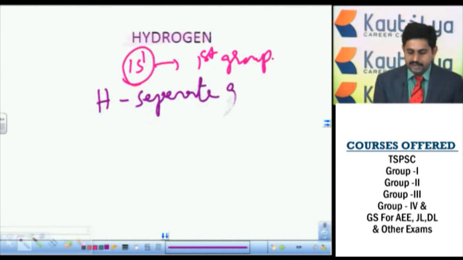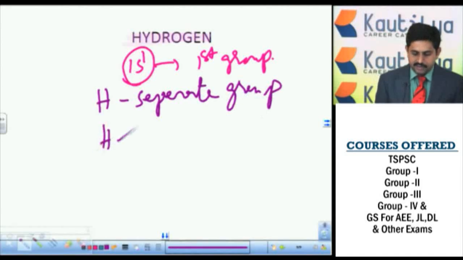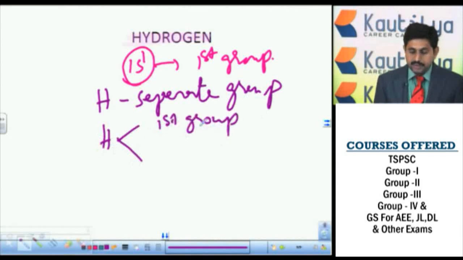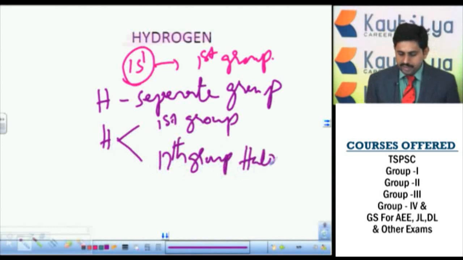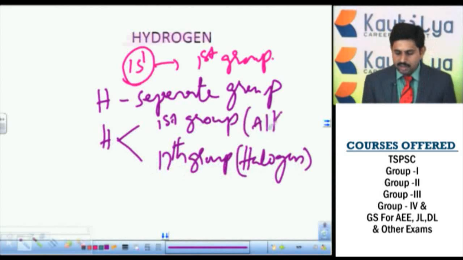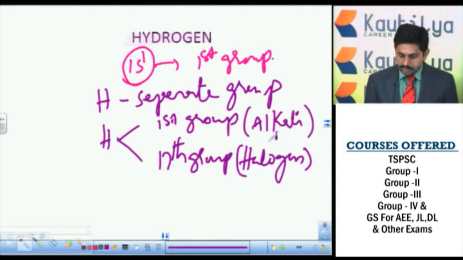Why is it kept separate in the periodic table? Because hydrogen has some properties which are related to the first group elements, and some properties which are related to the 17th group elements. The 17th group elements are called halogens. So it has some properties related to the halogens and some related to the alkali metals.